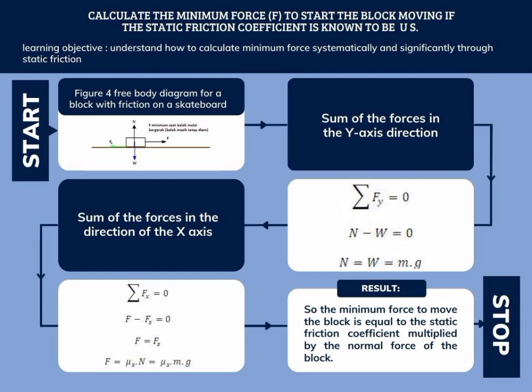mass times gravity. After that, we sum the forces in the direction of the x-axis with another formula. Sigma Fx equal to 0, F minus Fs equal to 0, F equal to Fs, F equal to μs times N equal to μs times mass times gravity. And then, after all the steps, the result is the minimum force to move the block is equal to the static friction coefficient multiplied by the normal force of the block.